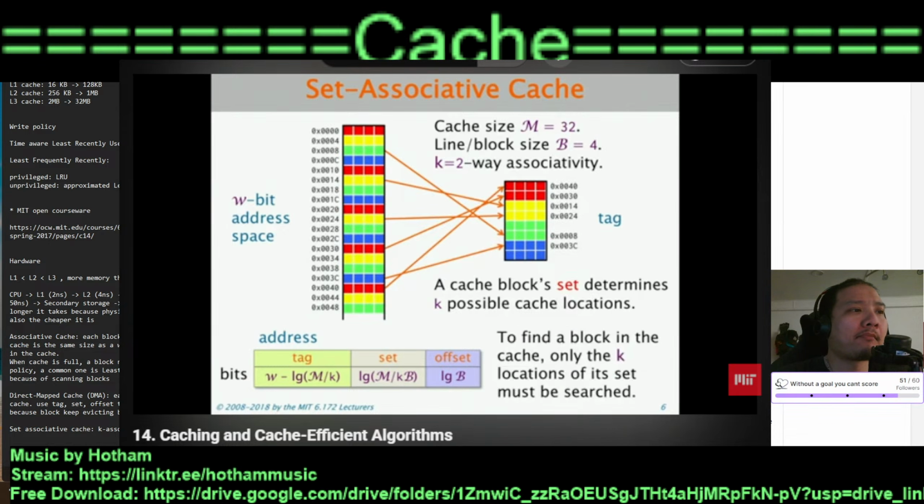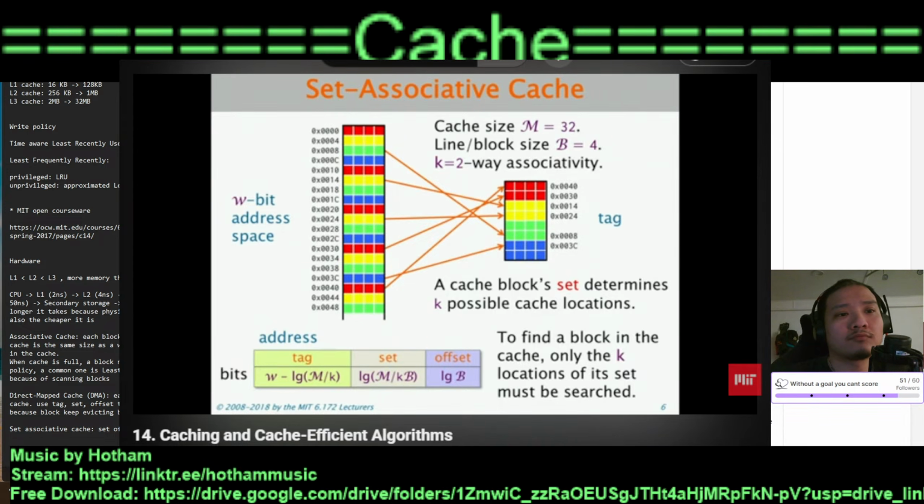Now to find a block in the cache, only k locations of its set must be searched. So you basically find which set the cache block maps to, and then you check all k locations within that set to see if that cache block is there. And whenever you try to put something in the cache because it's not there, you have to evict something, and you evict something from the same set as the block that you're placing into the cache.